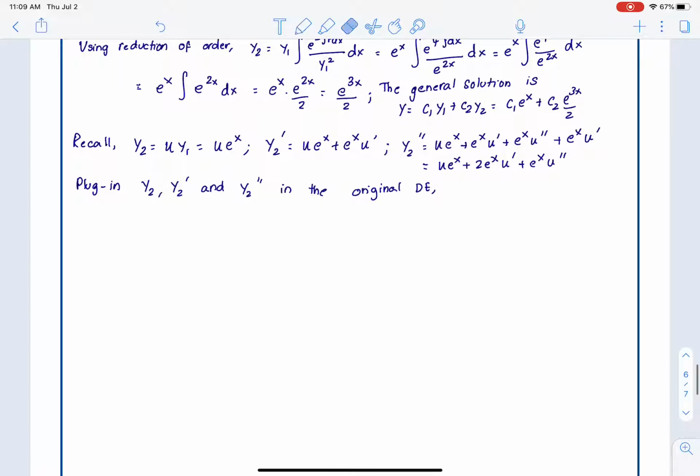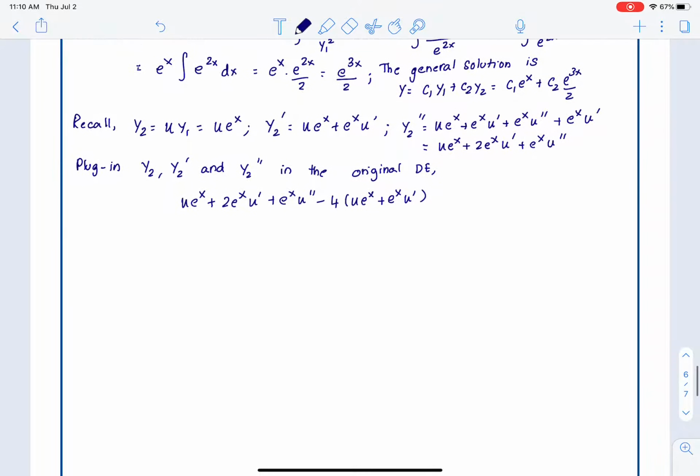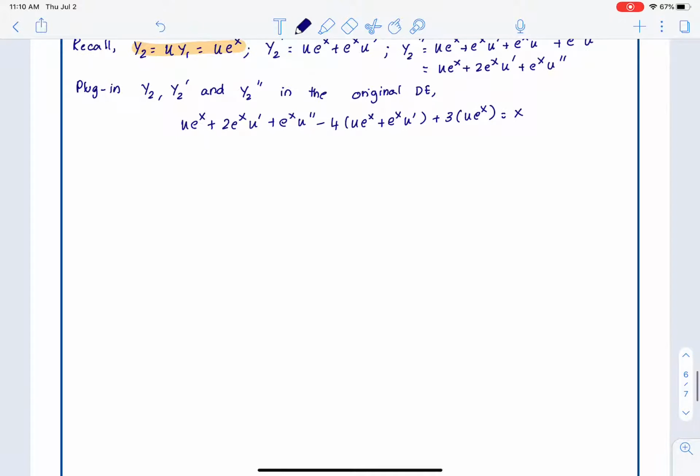So we would have u e raised x plus 2 e raised x u prime plus e raised x u double prime minus 4 u e raised x u prime, and it is plus 3 u e raised x equals x. That is because y2 is u e raised x.